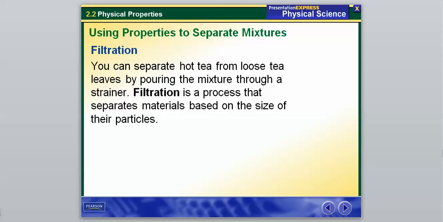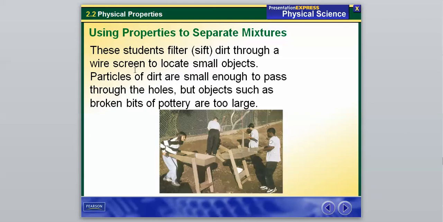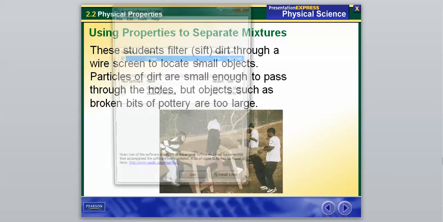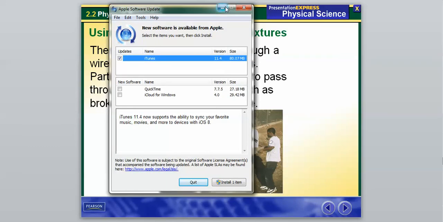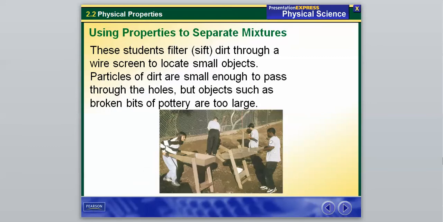So that is filtration. And we have another example. These students down here are filtering or sifting dirt through a wire screen to locate small objects. The particles of dirt are small enough to pass through the holes, but objects such as broken bits of pottery are too large. So filtration is a pretty simple process. It usually involves some type of screen, some type of little filter. It has small holes to allow smaller materials to pass through, and then the larger materials will be stuck, and we will be able to separate our mixture.